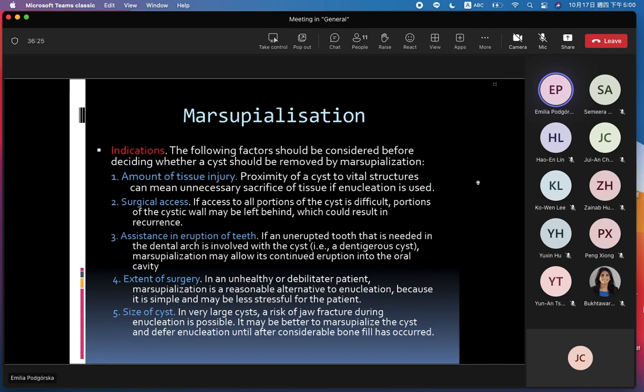Extent of surgery. In an unhealthy or debilitated patient, marsupialization is a reasonable alternative to enucleation because it is simple and may be less stressful for the patient. Size of cyst. In very large cysts, a risk of jaw fracture during enucleation is possible. It may be better to marsupialize the cyst and defer enucleation until after considerable bone fill has occurred.